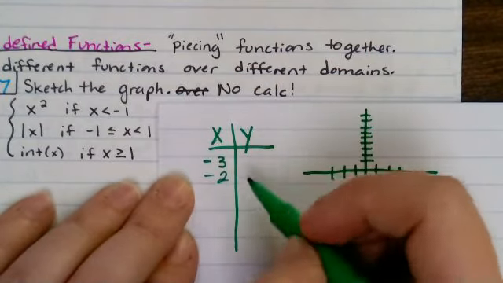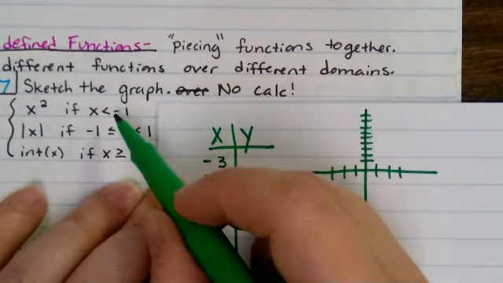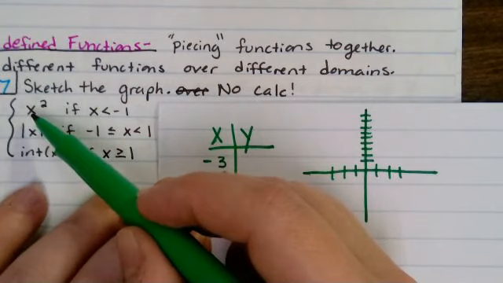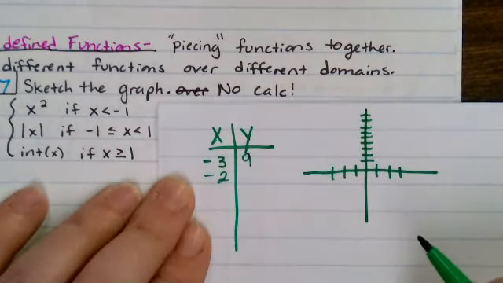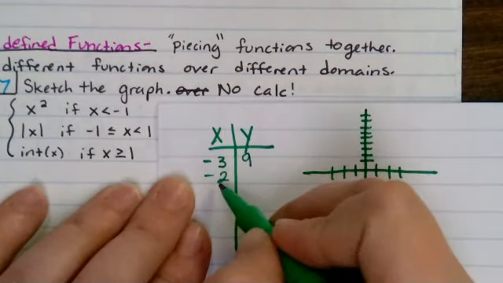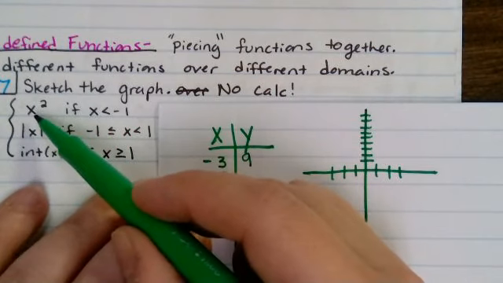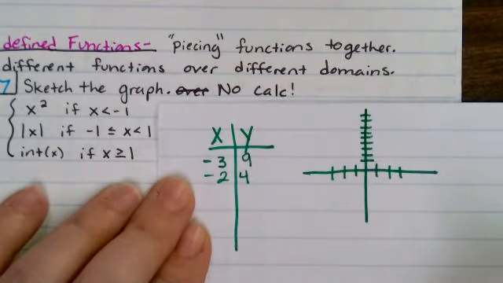You could plug in fractions if you wanted, but I'm just going to go with these. If you plug in a -3, that's less than -1, so it goes into the top equation. -3 squared is +9, and that would be my output. If you plug in a -2, again, -2 is less than -1, so it goes into that top equation. -2 squared is 4, so that's the output.